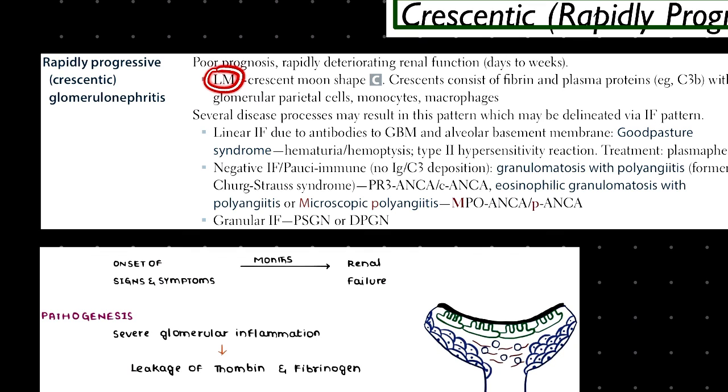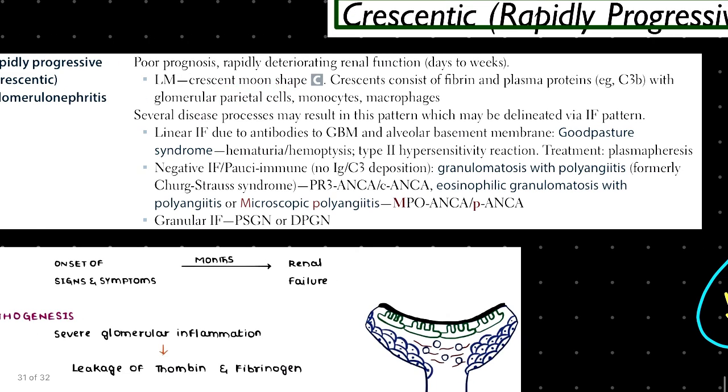Now here light microscopy shows a crescent moon shaped structure. Okay, now what does this crescent consist of? This crescent consists of fibrin. Yes, we discussed plasma proteins, for example C3b. Yes, there can be deposition of plasma proteins, complement C3b also, right? Now there will be proliferation of parietal cells, monocytes will be found there, macrophages will be found there.